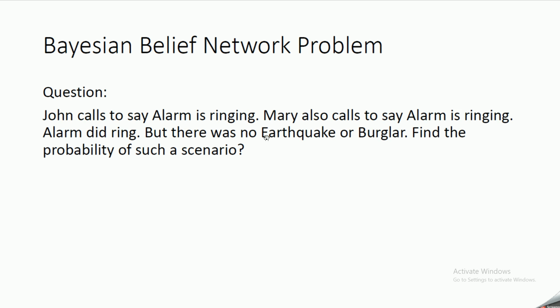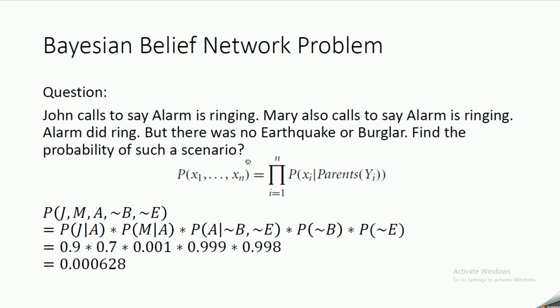If we want to represent this question in a mathematical format, it will be in this form. John calls to say the alarm is ringing, denoted by J. Mary calls to say the alarm is ringing, denoted by M. The alarm did ring, denoted by A. But there was neither earthquake nor burglar, which means negation of B and negation of E respectively.